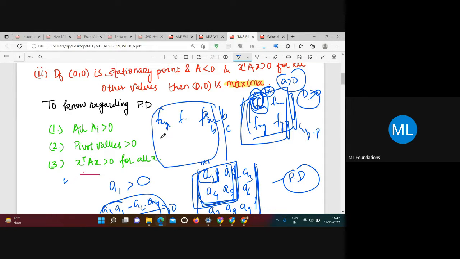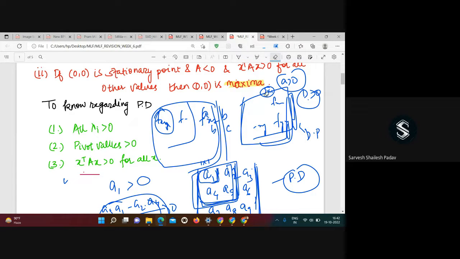So you'll get 9 elements. Then you need to see whether eigenvalues, or you can go with the 1 cross 1, 2 cross 2, and 3 cross 3 thing also. But for 2 cross 2, it was very simple. You just have to see the coefficient of x square and then the determinant. That's why it was simple.